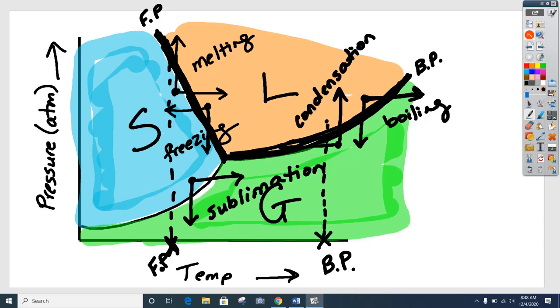Okay, a couple of other vocabulary words that you need to know for this graph. And I'm going to clean up my graph just a little so you can see this a bit better.